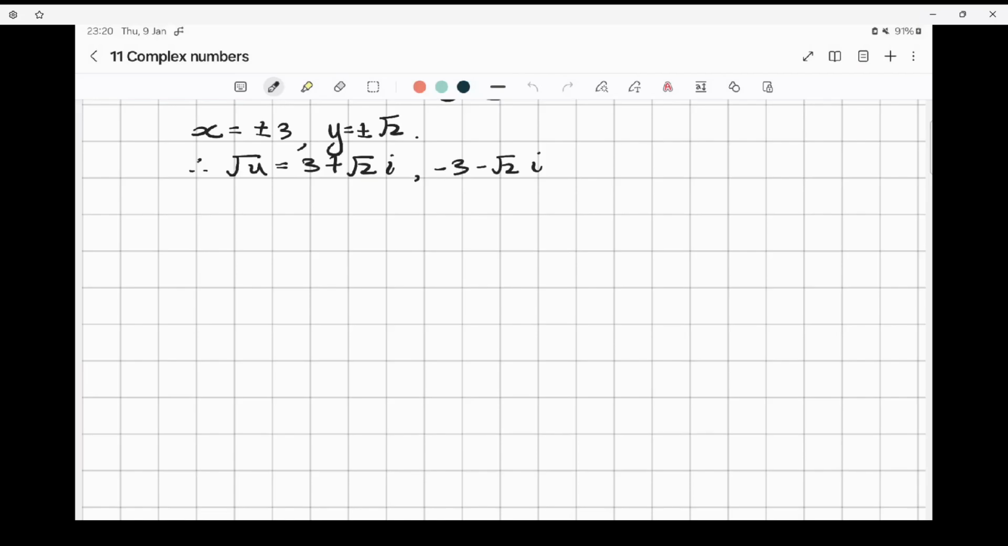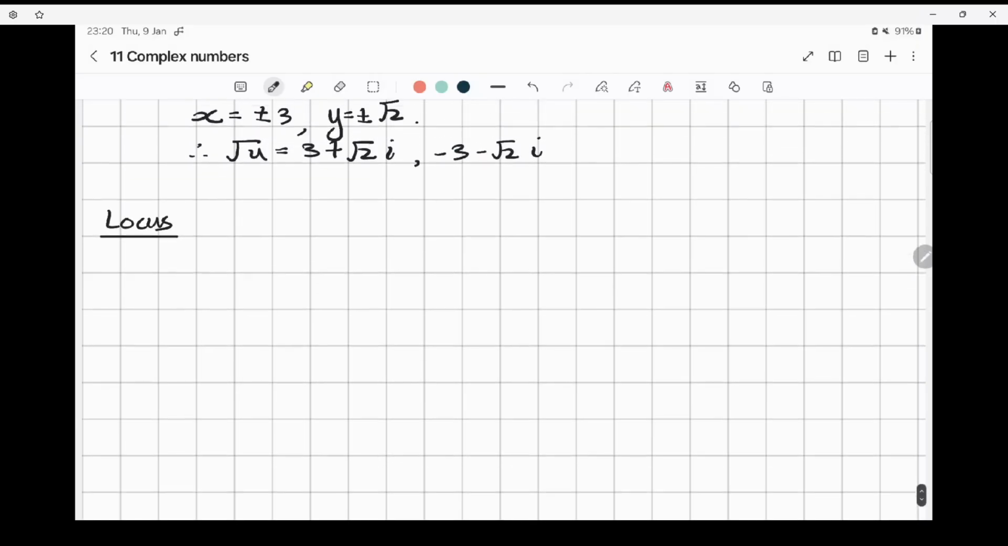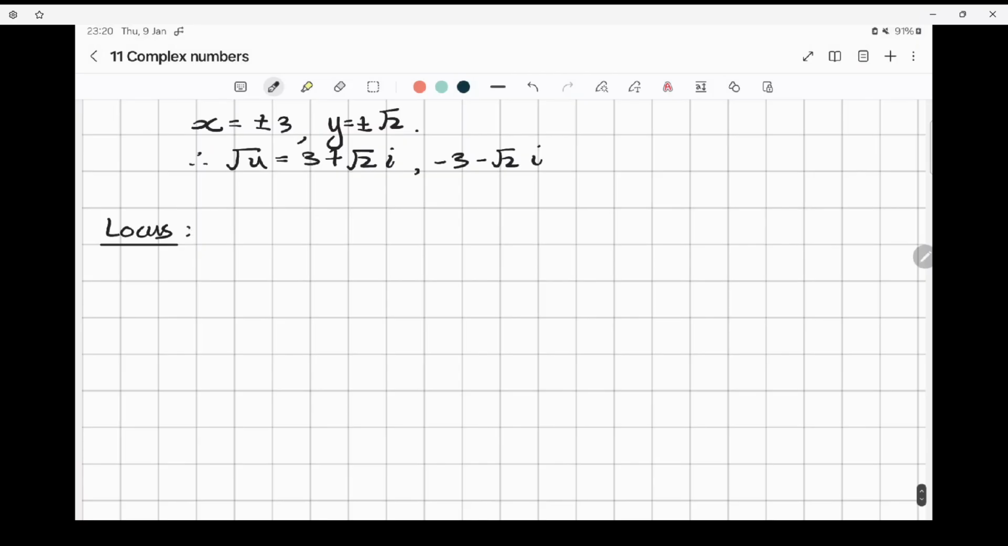Hi. So for the last section of this particular chapter, we will look at the idea of locus. There are three types of locus that you need to study. So first of all, what is locus?